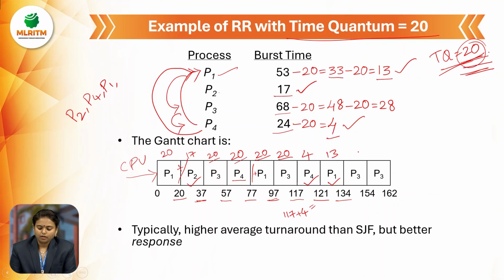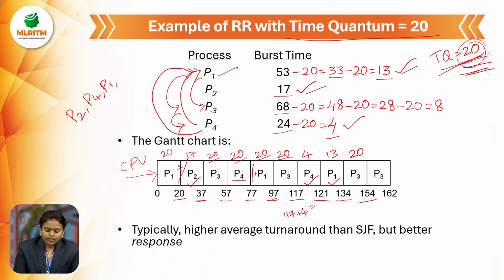Next, what is remaining? P1 executed, P2 executed. So it will go directly to P3 because P2 is executed, right? P3. P3 time quantum is 20. So what is remaining? 28 minus 20 is 8. Okay. Then what is the burst time? It has taken time slice 20. 134 plus 20 is 154. That is the waiting time of next process.